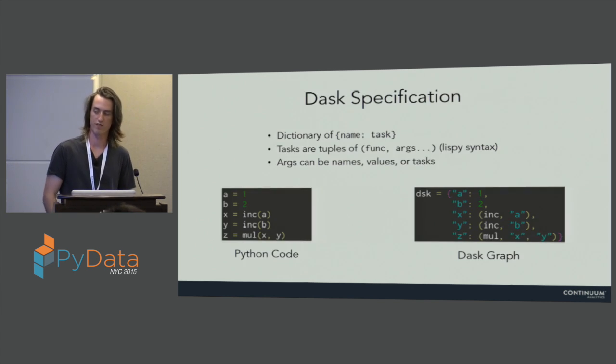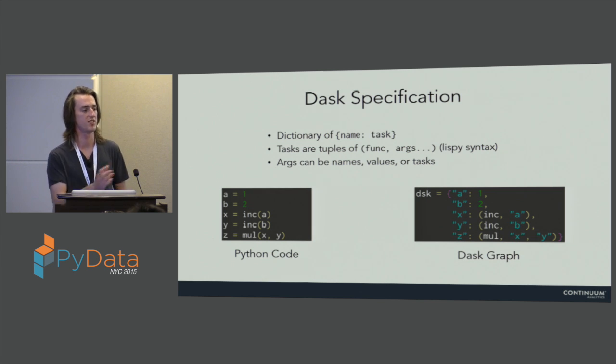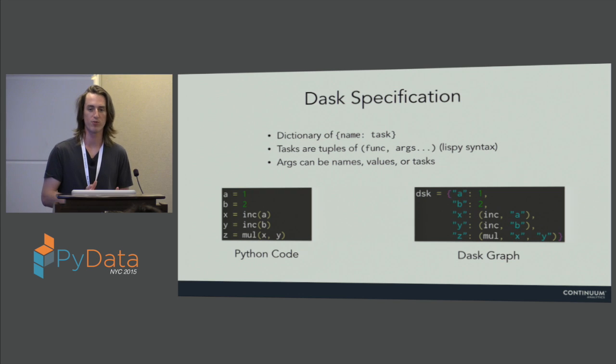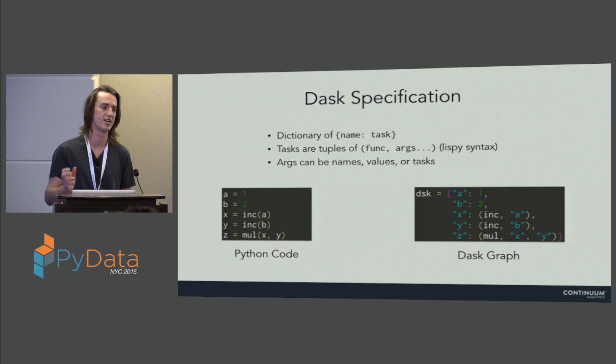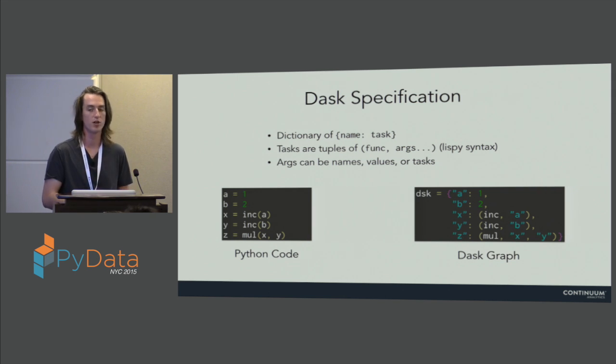So what is a Dask graph? A Dask graph is a dictionary of name and task, where the value is a task. Tasks are tuples of function and then some number of arguments. It looks a lot like Lisp, which scares some people, but it's an easy way. It's a simple specification. Arguments can be anything that's hashable. Each collection, Dask arrays, Dask data frames, has some kind of metadata that we store in each of the names. In the case of an array, it's the index of which chunk it is in an array.